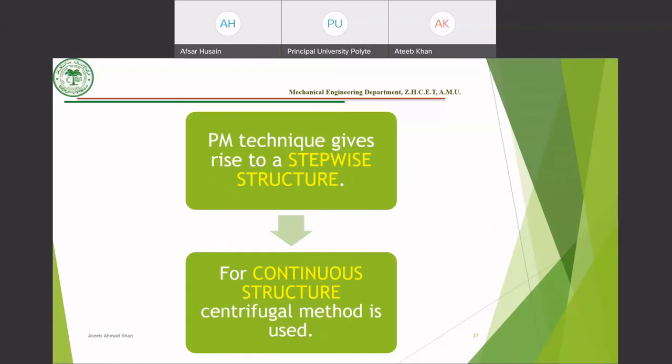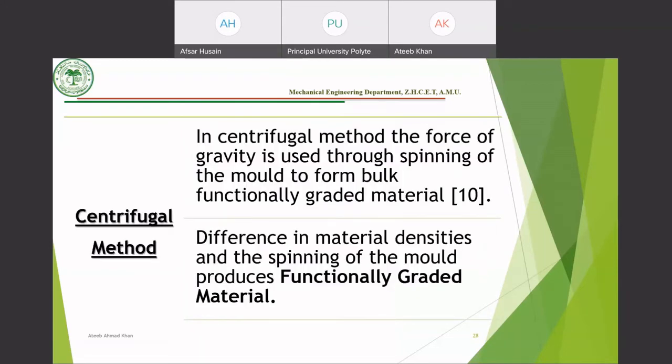Now, the disadvantage of this technique is that it can only be used to make stepwise structures. For continuous structures, we usually go for the centrifugal method. In the centrifugal method, the difference in density of the material is used, and it is basically spun. The powder is mixed and then rotated at some speed. Because of the centrifugal force, the particles or powders of different materials settle at different positions.